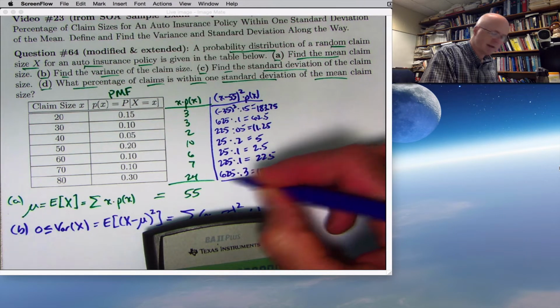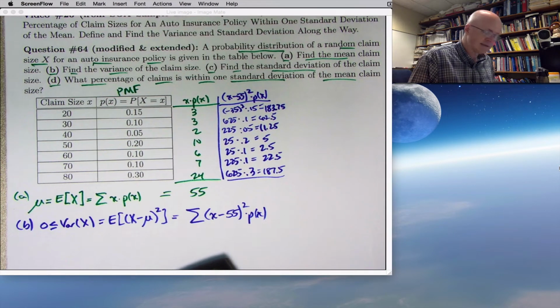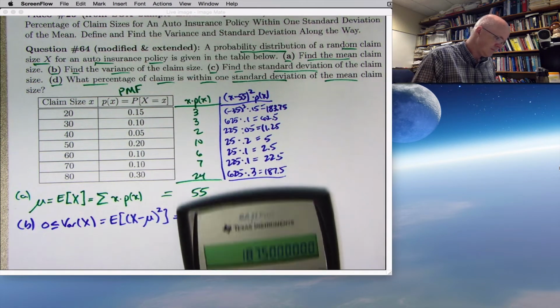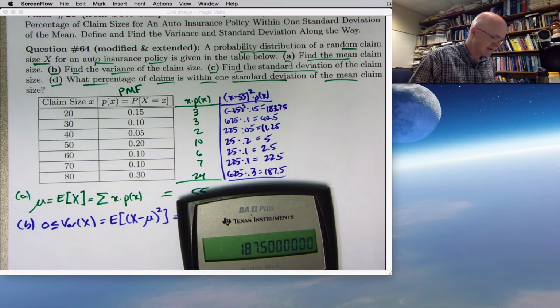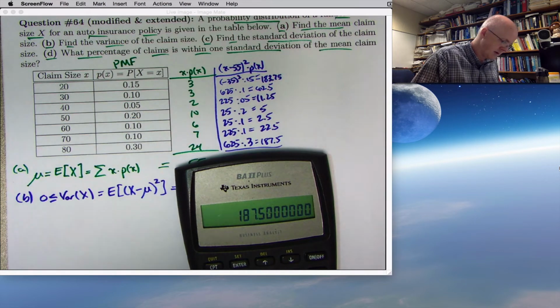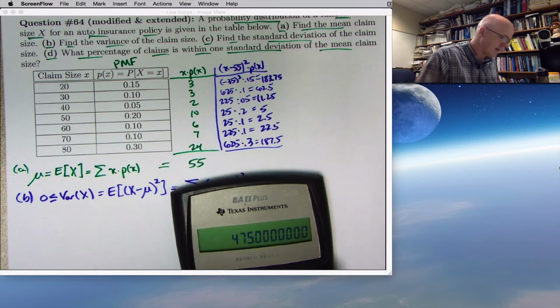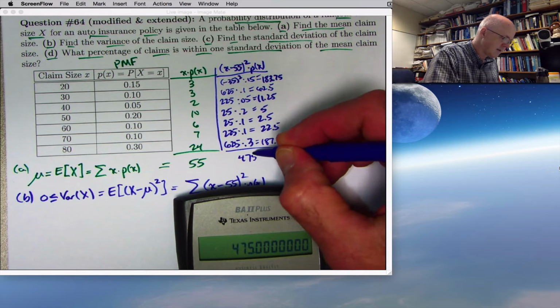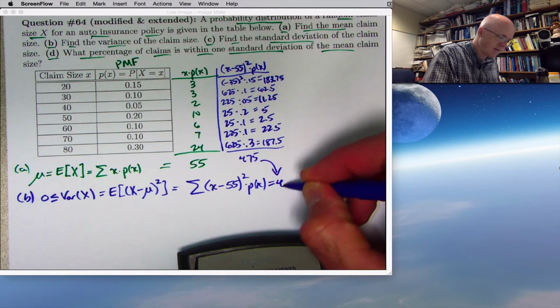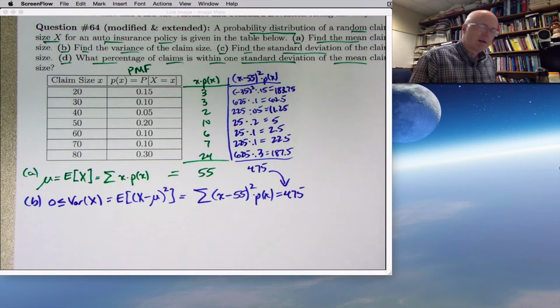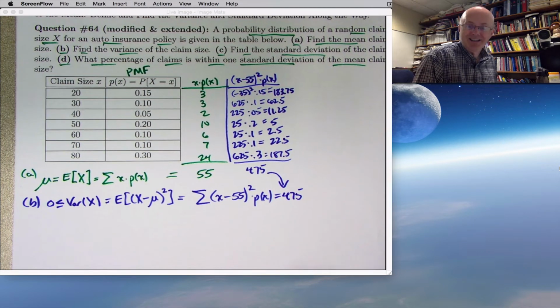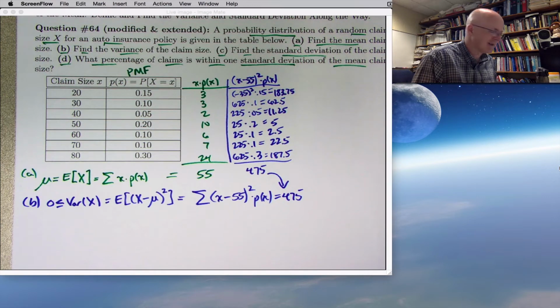So the sum of these values should be the variance of the random variable. Let's go ahead and, I've already got 187.5 in my calculator, I'll just go upward here. Plus 22.5 plus 2.5 plus 5 plus 11.25 plus 62.5 plus 183.75. The variance is 475. That's what can go right there, 475. Okay? It's a non-negative number that is somehow a measure of spread.